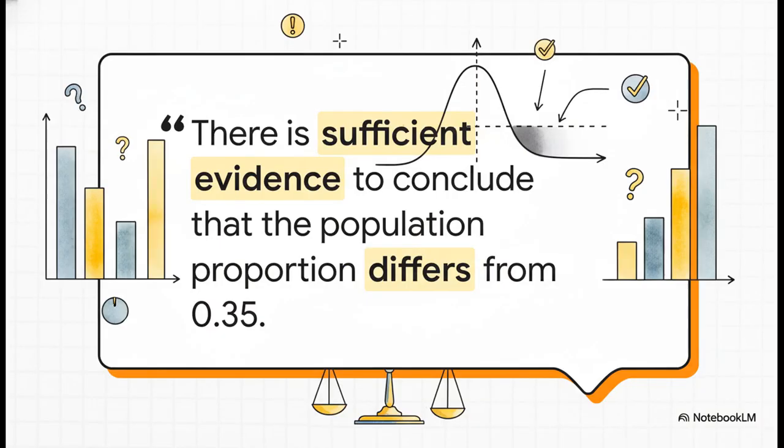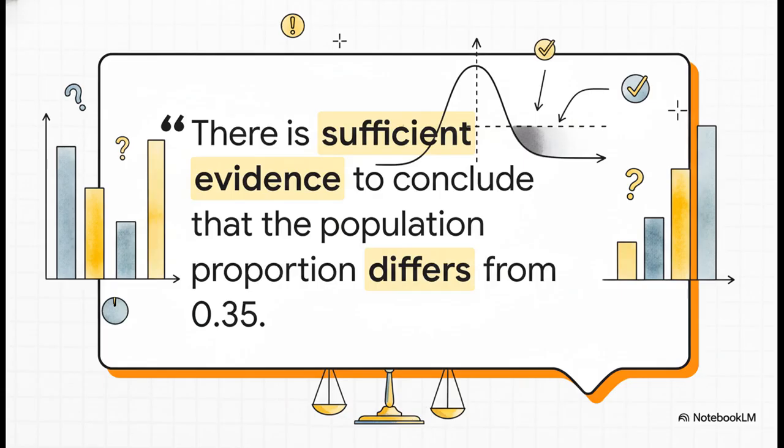Now, this is how you'd write it up in a formal report. It sounds a little robotic, I know, but all it's saying is this. Look, our sample result was just too weird. It was too unlikely to have happened by random luck if the true number was actually 35%. Therefore, we have good, solid statistical evidence that the real proportion of people who prefer this product is something different than 35%.